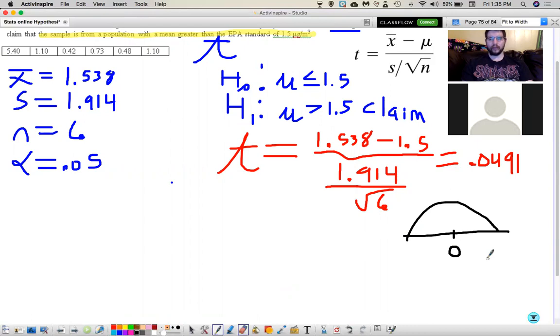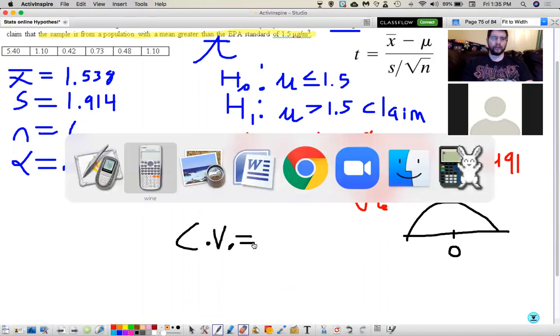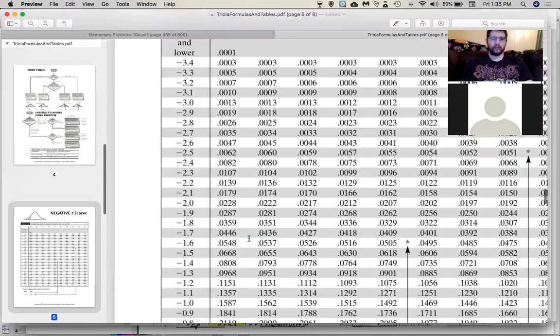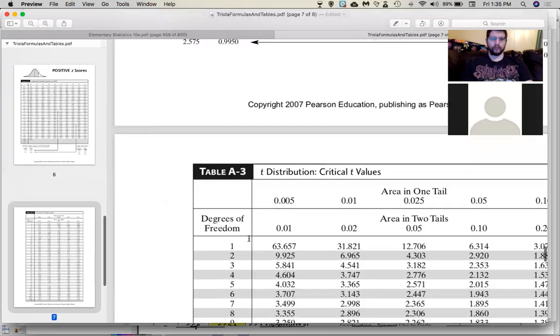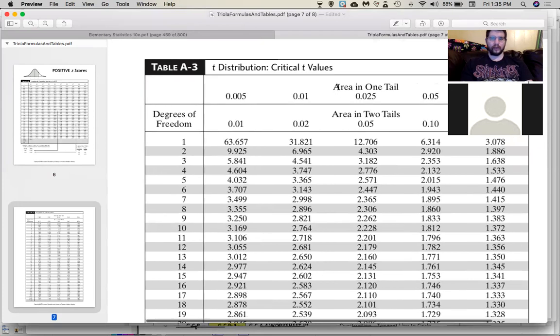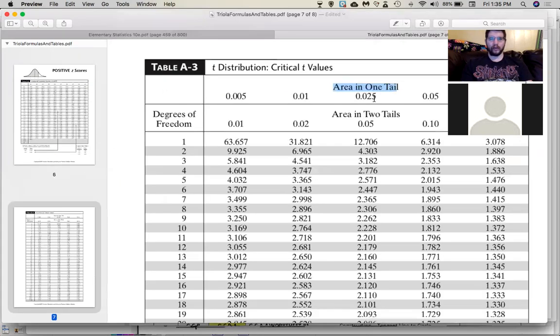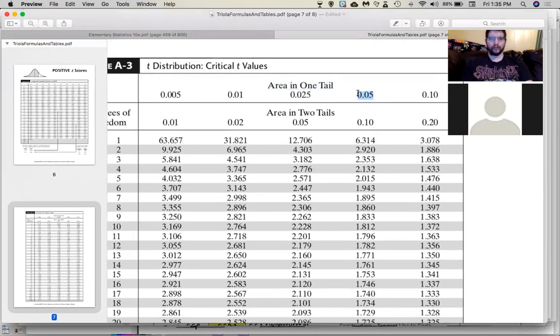So my center is always 0. This is a right tail test. That's 1 tail, and alpha is 0.05. So I'm going to look at my critical value. It's a right tail, so I'm only going to have 1. It's going to be positive. So it's area in 1 tail, and alpha is 0.05. So that's what I'm going to look up. Area in 1 tail is 0.05 right here.